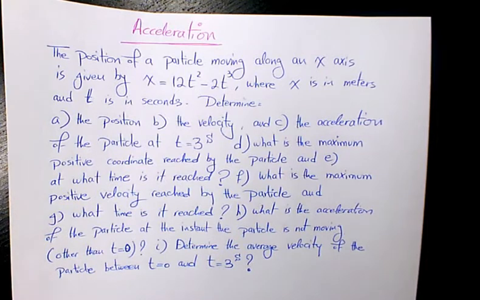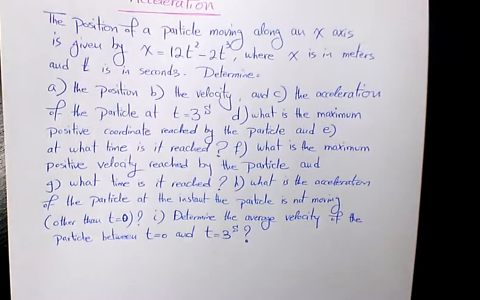It says the position of the particle moving along an x-axis is given by x equals 12t squared minus 2t cubed, where x is in meters and t is in seconds. Determine A, the position, B, the velocity, C, the acceleration of the particle at time equals 3 seconds. So let's start with these three parts first.